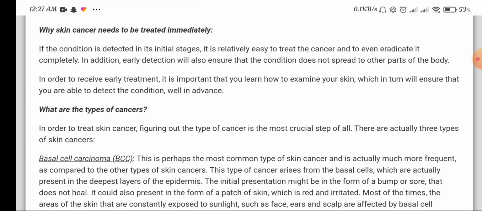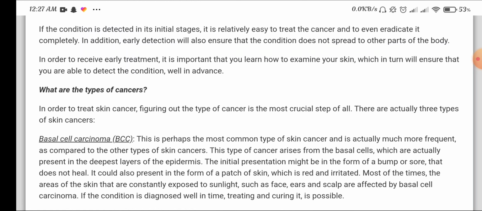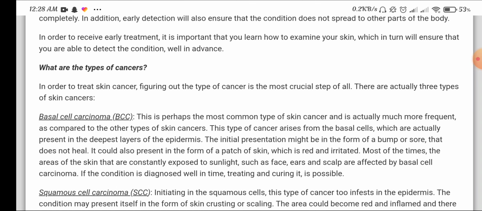If the condition is detected in its initial stage, it is relatively easy to treat the cancer and even eradicate it completely. In addition, early detection will also ensure that the condition does not spread to other parts of the body. In order to receive early treatment, it is important that you learn how to examine your skin, which in turn will ensure that you are able to detect the condition well in advance.